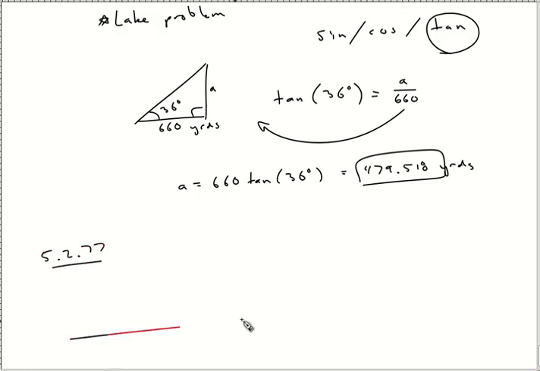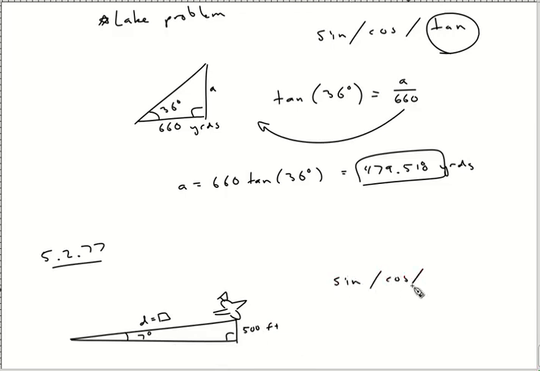5,277. It's the airplane problem. So it's a really thin triangle. I got 7 degrees right here. And then there's an airplane, which, here, I'm going to draw an airplane, okay? I don't know. There you go. Totally looks like an airplane. So they're looking for this distance D right here, given that it's 500 feet in the air, and it's 7 degrees. So I need to find the hypotenuse this particular time.